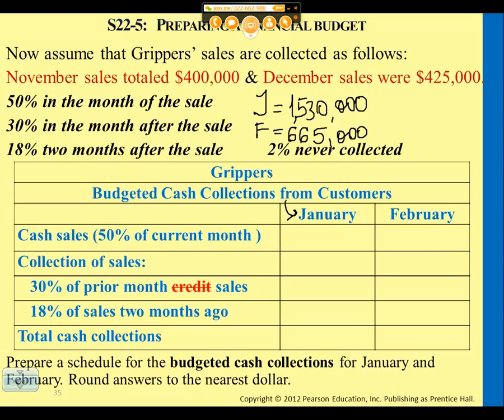Anyone has the cash sales calculated? Okay, 765. All right. Next one, 30%. 127. Okay, 500. 18%.